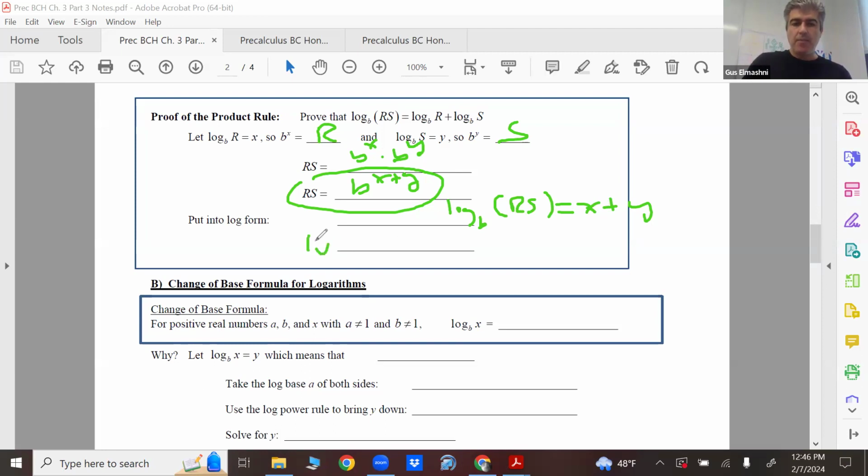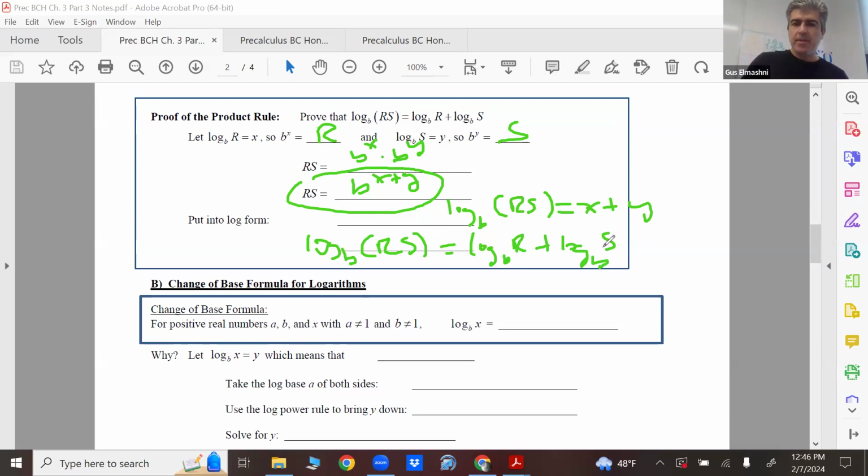Well, think about it. Log base B of RS. What was X again? X is log base B of R, right? What's Y? Log base B of S. And that's why it works. It's kind of neat. Usually I don't do that with my algebra 2 students, but it's kind of neat.